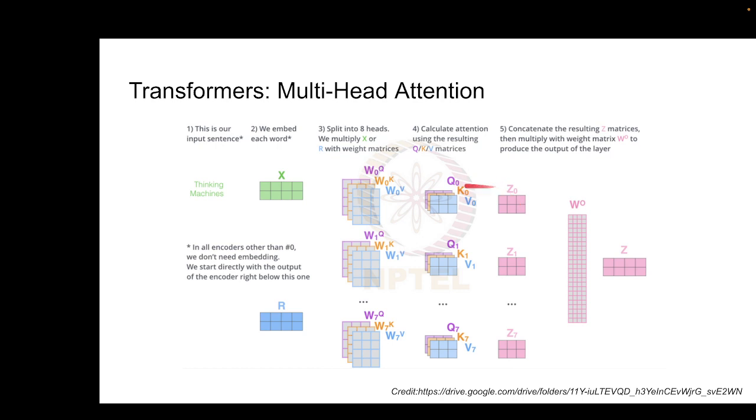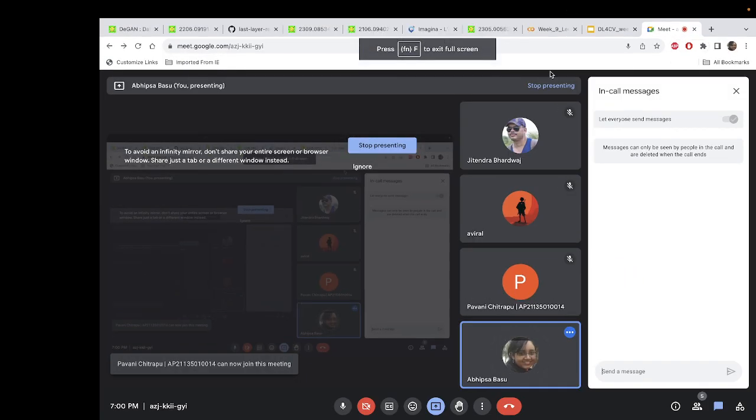resulting vectors that we are getting for each vector in X, right, and we will pass them through a weight matrix WO, as it is given here. So, we will concatenate the resulting Z matrices. So, this Z0, Z1 to Z7 we are concatenating, and then we will multiply them with a learnable weight matrix WO to produce the final output Z, right. So, this is what is known as multi-head attention, right.